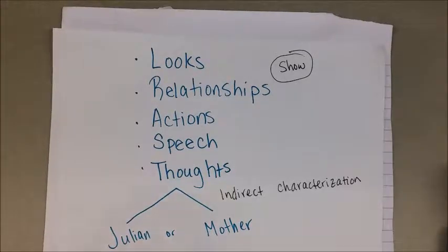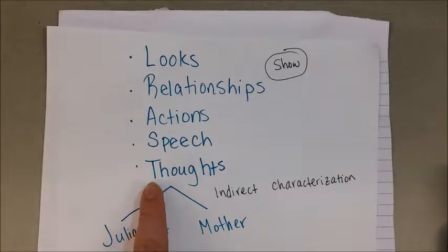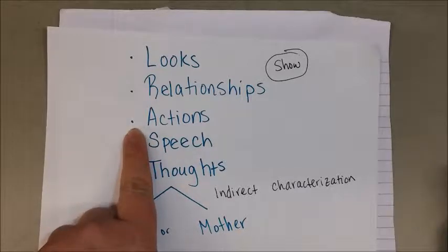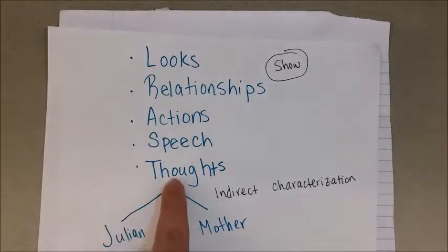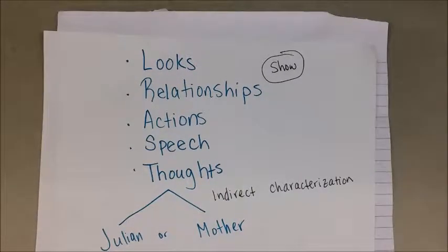We know from his thoughts that he doesn't like his mother's hat, and yet he tells her, I like it, it's fine, just put it on, let's go, we need to go. His actions show that he wants to quickly leave the house and go to the bus stop. So we know that because of his thoughts, what he says and what he does, that he is impatient. The author does not directly say Julian is impatient.